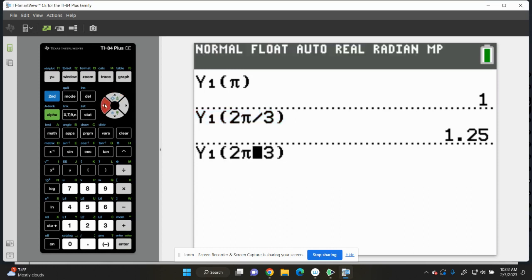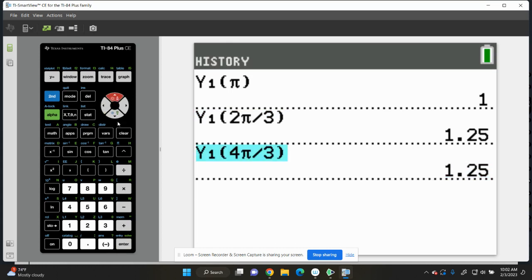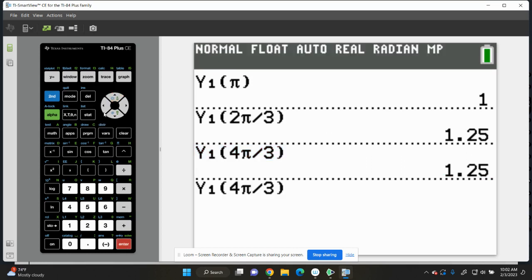Right now we'll go over and change it to 4 pi. And then we'll change it to 3 pi over 2. You see how easy it is? And enter. Okay, so let's go back.